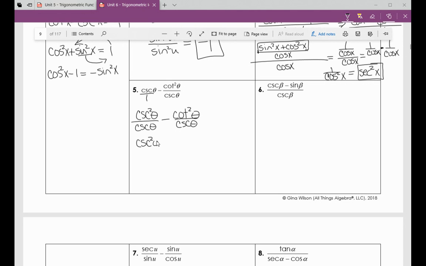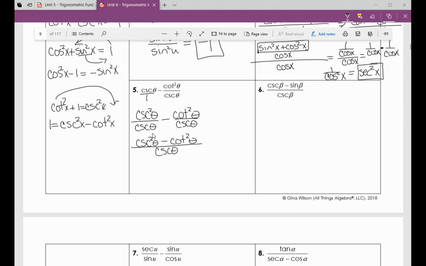That also puts some squares in my problem, so I can try to relate those back to a Pythagorean identity. And there is one that says cotangent square plus 1 is equal to cosecant square. Do y'all agree? So if I move this over, that gives me 1 equals cosecant square x minus cotangent square x.